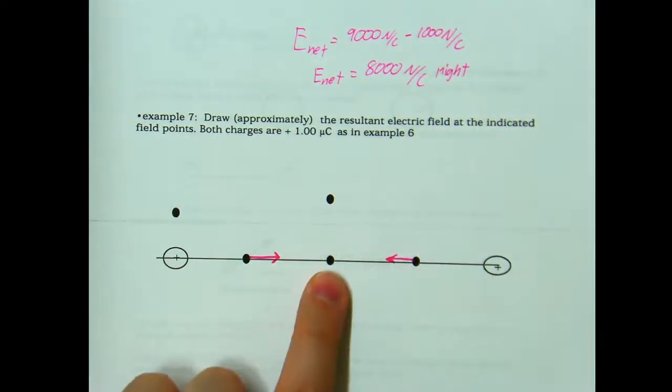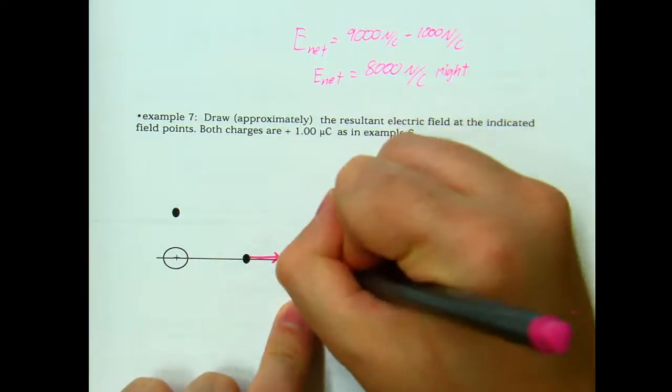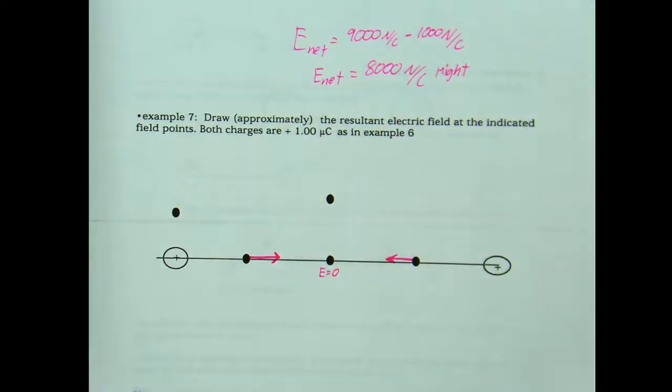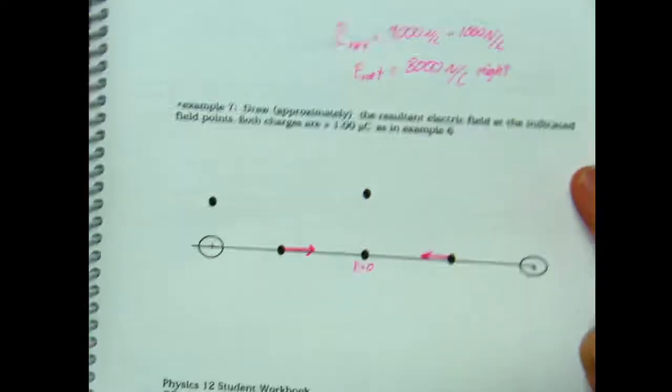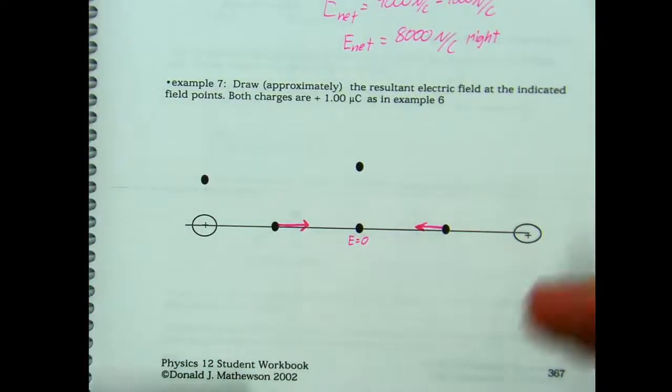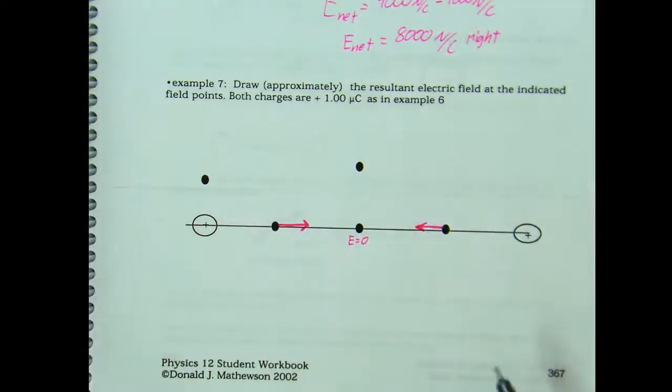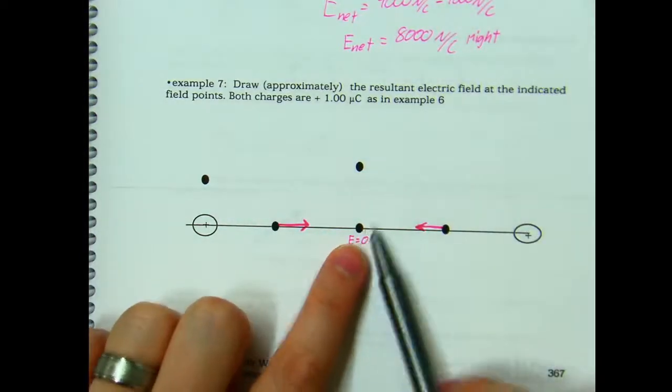Smack dab in the middle, what has to be true? Well, smack dab in the middle, the electric field has to be 0. Because at this point, we're the same distance away, and we're heading in exactly opposite directions. But what about this guy here?